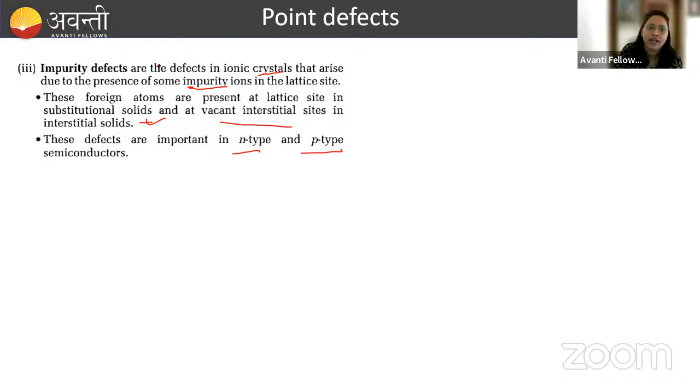Okay, these defects are important in N type and P type semiconductors. So there are some semiconductors in which this type of impurity defects are actually prepared, okay, in order to increase the conductivity of a given solid.